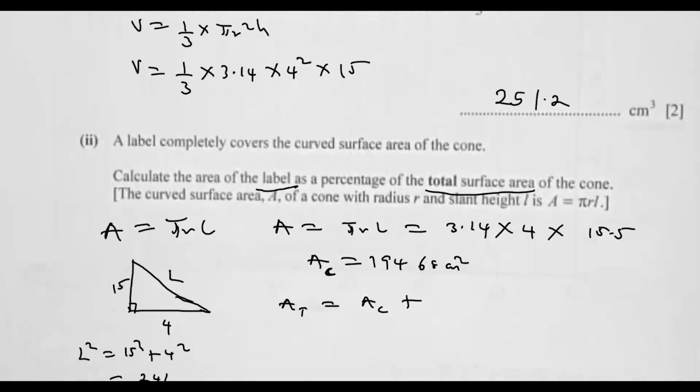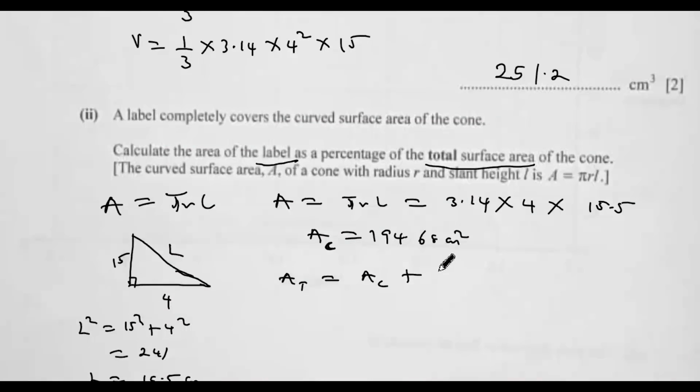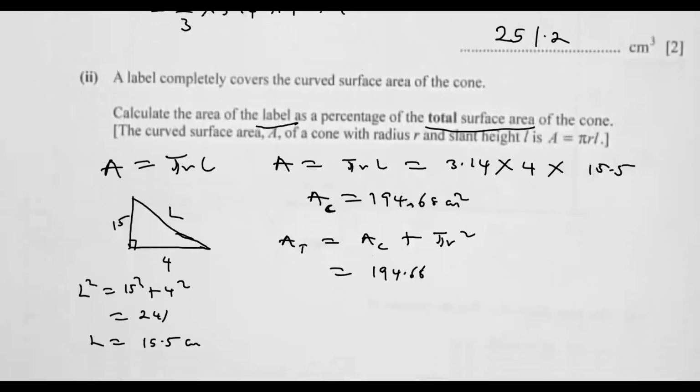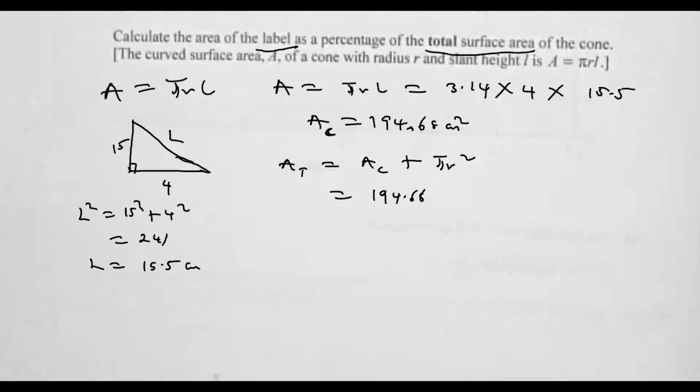So that is what we need to do. Okay, so plus pi r squared. Of course, the curved surface area has been calculated to be 194.68 centimeters squared. Then if you plus 3.14 times 4 squared, that will be the base area. So if you do this, everything will add up to 244.9 centimeters squared. That will be the total surface area.